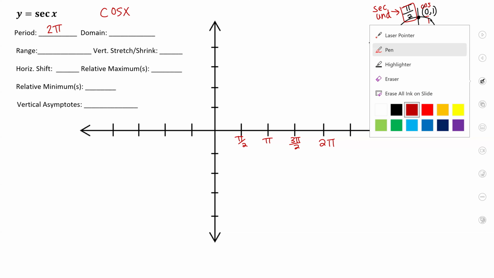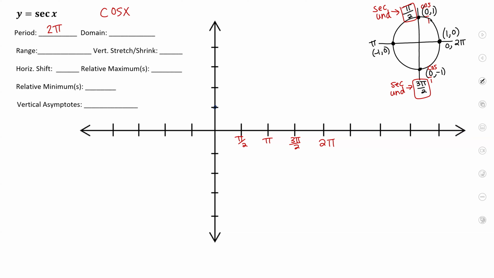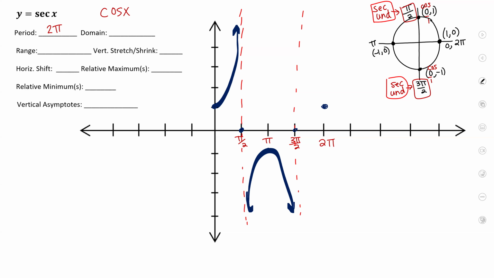Before I draw my asymptotes, let me go ahead and draw cosine. Cosine looks like this. That's cosine. Now, if I want to draw secant, you have asymptotes at 3 pi over 2 and pi over 2. So here's my asymptote at pi over 2 and 3 pi over 2. I have asymptotes there because secant is undefined in those spots. In the same way, I'm just going to go ahead and graph it. So this will look like this. This will be facing down. This will look like this.